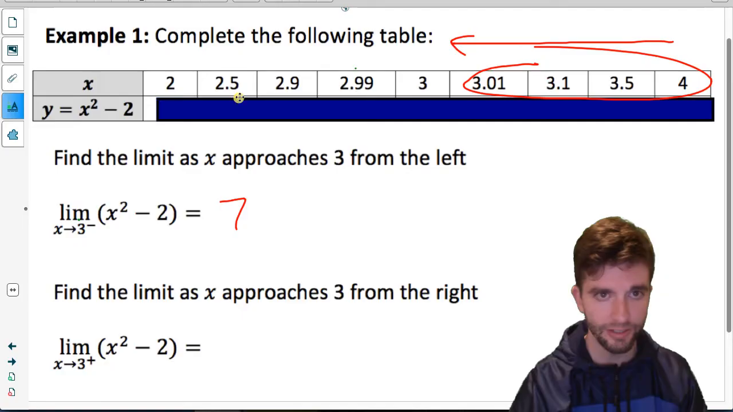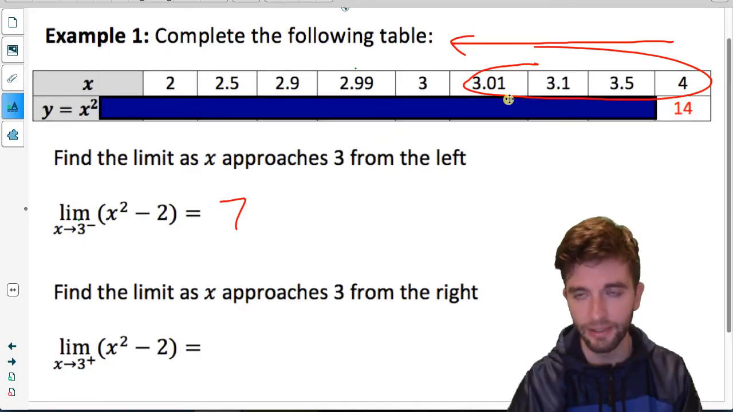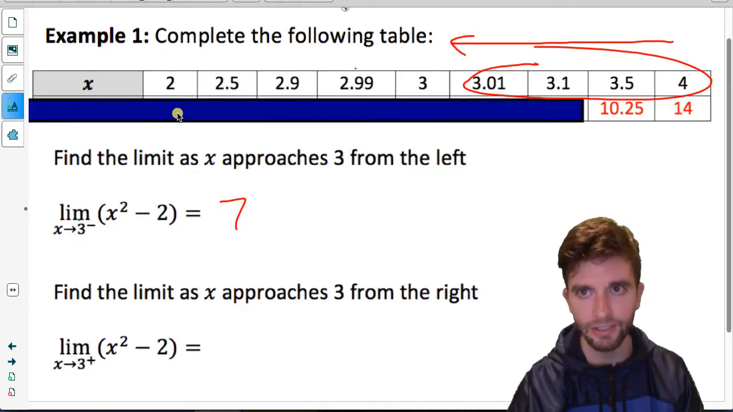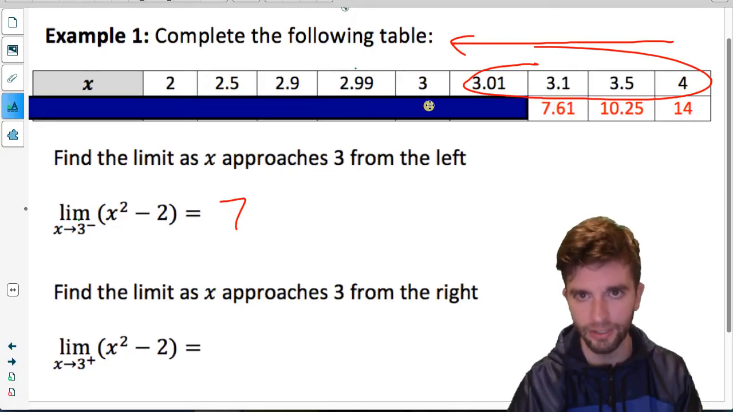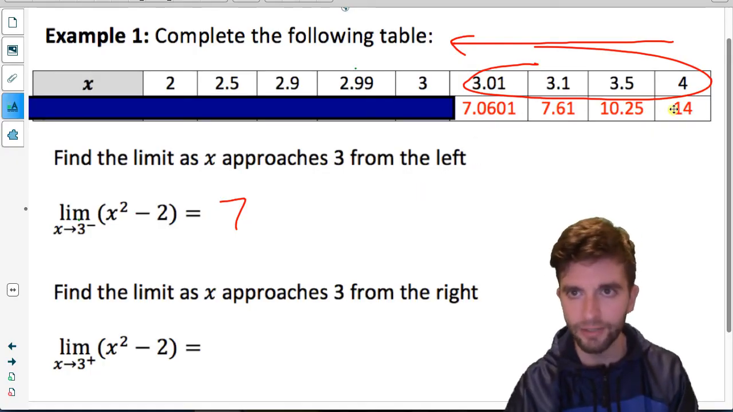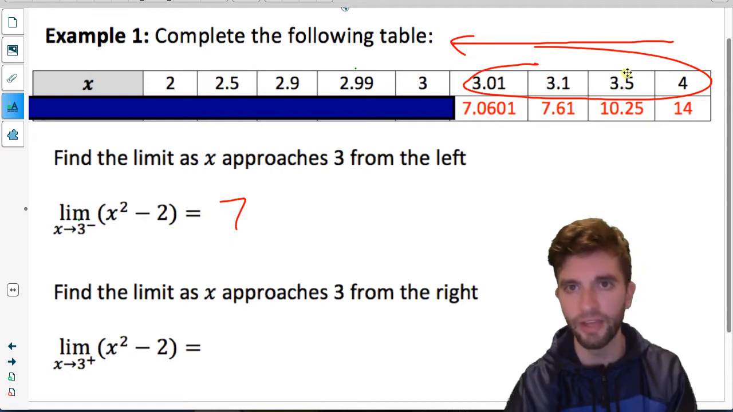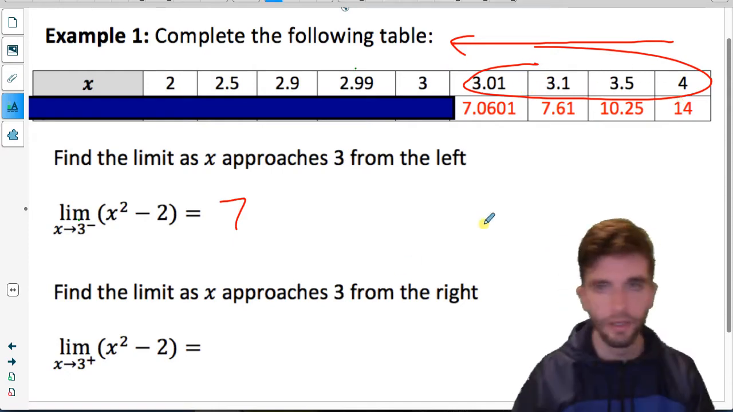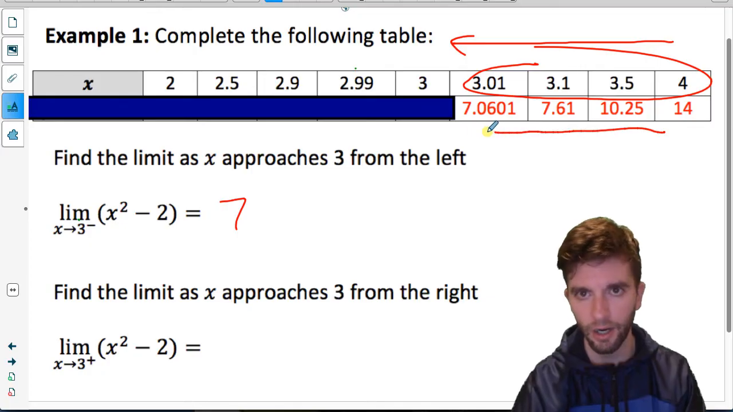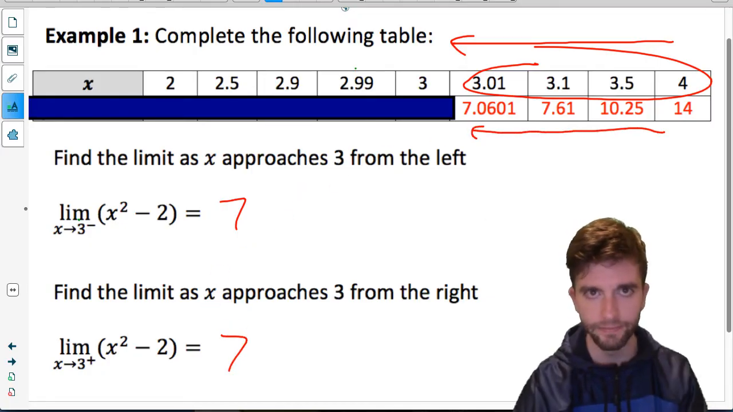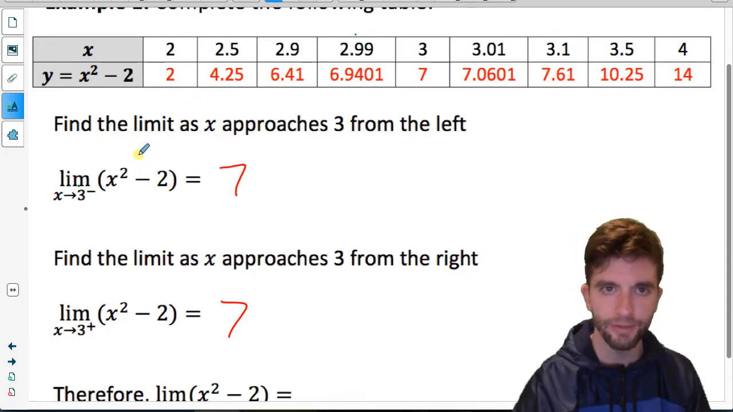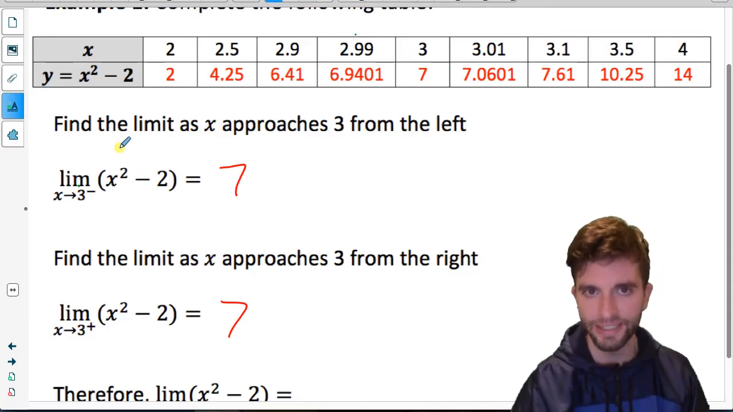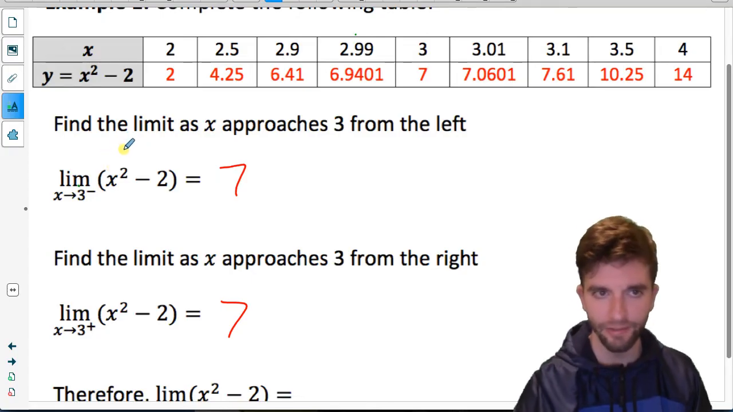If I plug 4 into this equation, I would get 14. Plug 3.5 into the equation, I would get 10.25. Plug 3.1 in, I get 7.61. Plug 3.01 in, I would get 7.06. Notice these y values, these x squared minus 2 values, as the x values are getting closer to 3 from the right, it looks like these y values are approaching 7. So there's that whole table filled out for you. Let me just give you a graphical demonstration of what we just did, because I think maybe that will help your understanding of this as well.